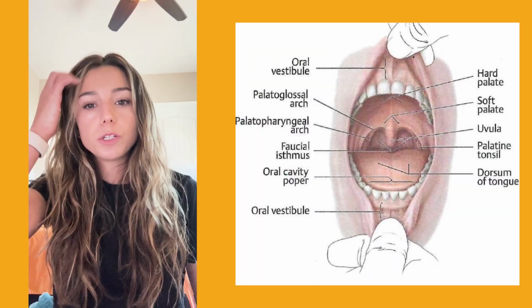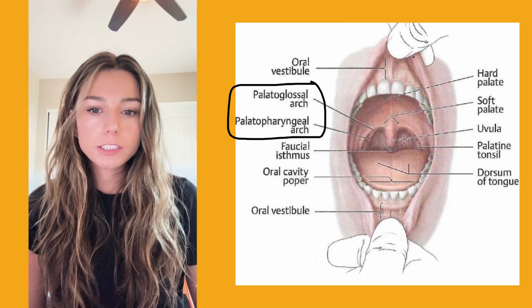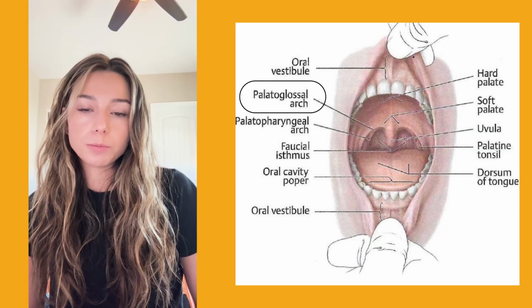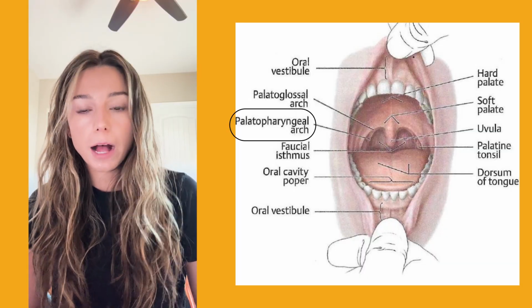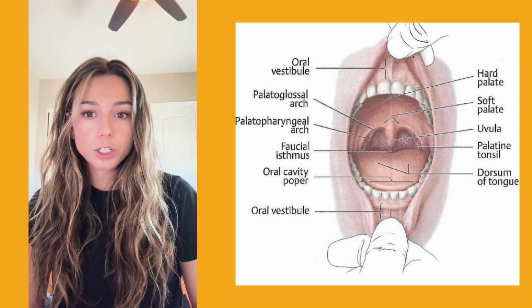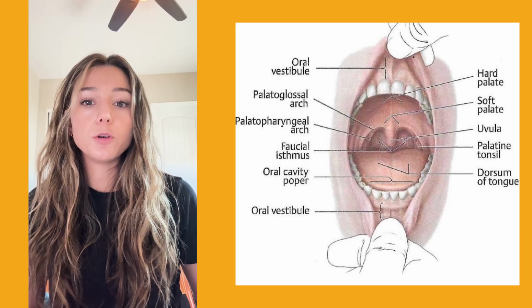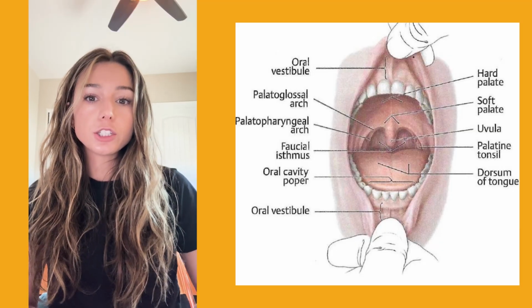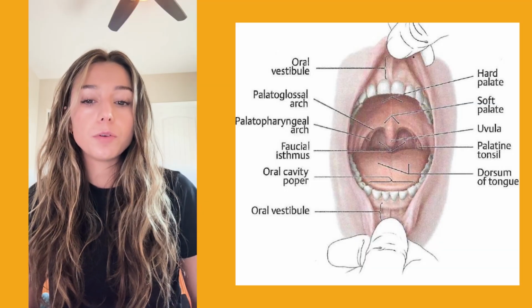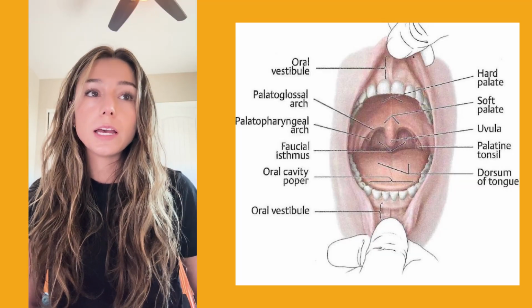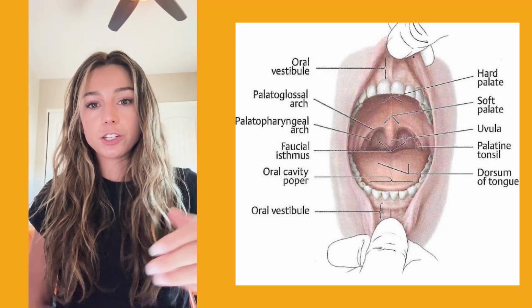Another major structure we'll touch on are the faucial arches. There are two. The first, the anterior, the palatoglossus muscle, and the posterior, the palatopharyngeus muscle. These contain sensory receptors, and when the bolus moves posteriorly and makes contact with these arches, sensory signals are then sent up via the glossopharyngeal nerve and the vagus nerve to essentially initiate the trigger.